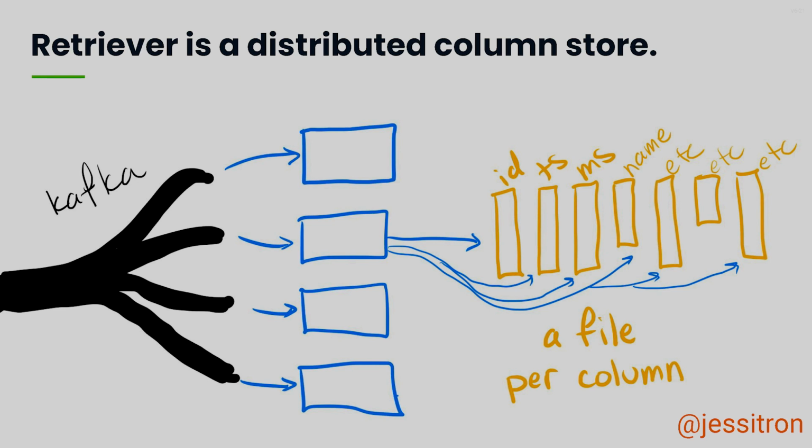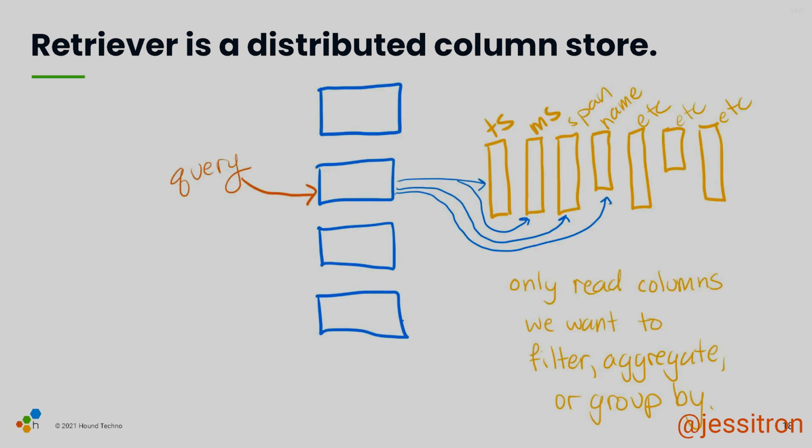Another trick we use is that Retriever is a column store. This is important because we want you to be able to add all kinds of attributes to your events. We don't care how many, and that's not going to slow down your query, because it's not going to slow down our reads. We're only going to look at the files that contain the column that you filtered by, aggregated on, or grouped by.